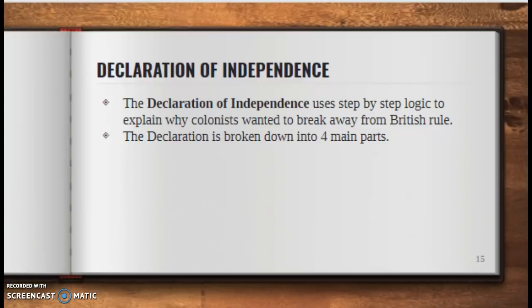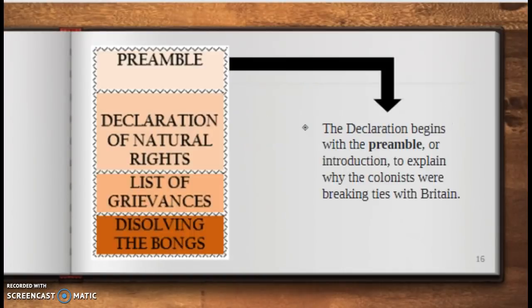The Declaration of Independence uses a step-by-step logic to explain why colonists wanted to break away from the British rule, and it's broken down into 4 parts. This first part begins with the preamble, or the introduction, to explain why colonists were breaking away from England, or from Britain.